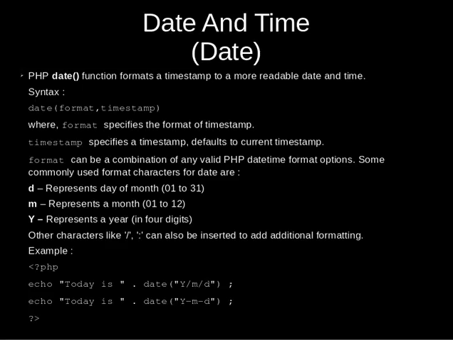Some commonly used format characters for date are small d, which represents day of month 01 to 31, m represents a month 01 to 12, y represents a year in 2 digits. Remember, a capital Y would represent a year in 4 digits. Other characters like slash and colon can also be inserted to add additional formatting.